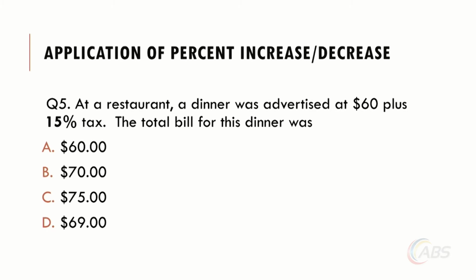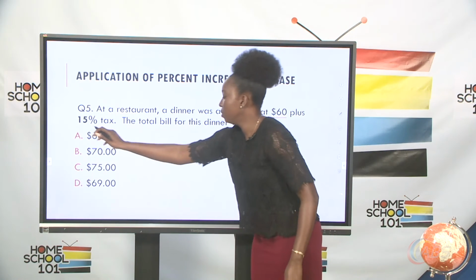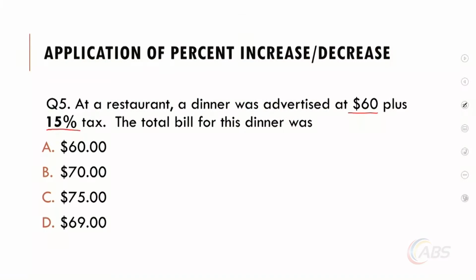Question 5. At a restaurant, a dinner was advertised at $60 plus 15% tax. The total bill for this dinner was. So again, let's read it again. At a restaurant, a dinner was advertised at $60 plus 15% tax. The total bill for this dinner was. So the dinner cost $60, but there's an additional charge of 15% tax, and so we need to find the total bill. So make sure you understand what is being asked.